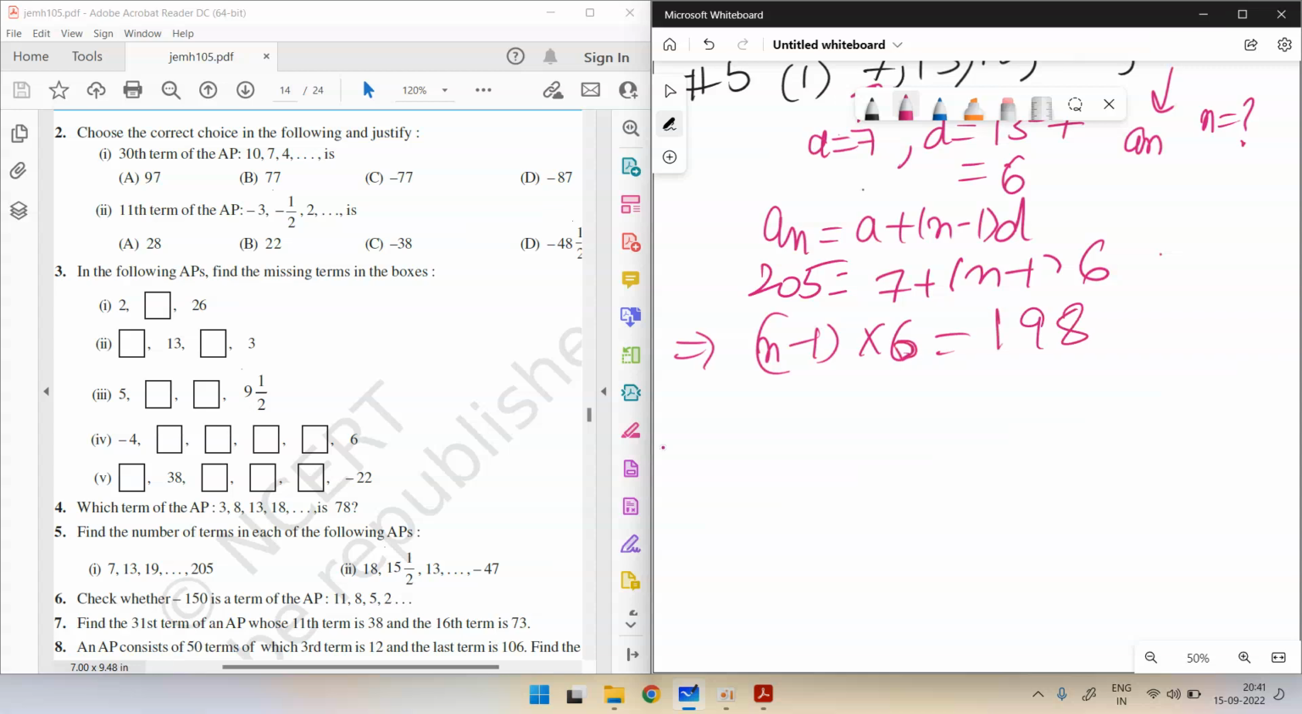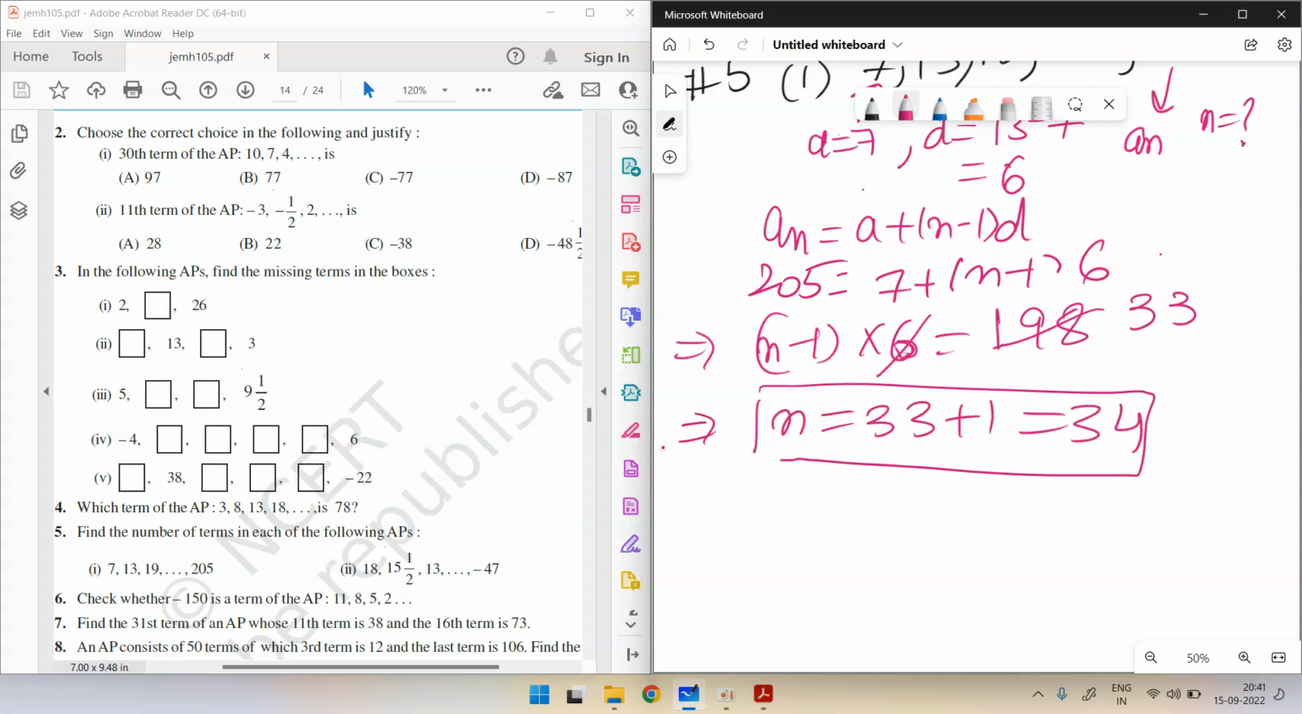And if you directly see, this 198 gets cancelled by the 6. 6 times 33 is 198, which implies that the value of n is 33 plus 1, which is nothing but 34. This is the answer. What is next? The second one you can do.